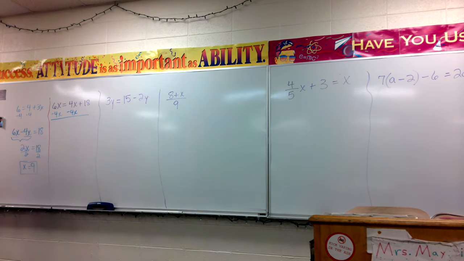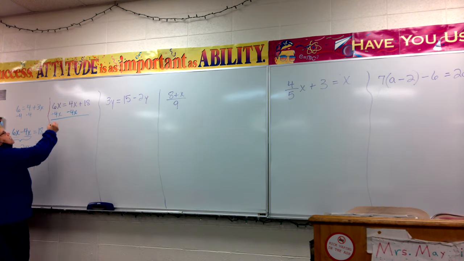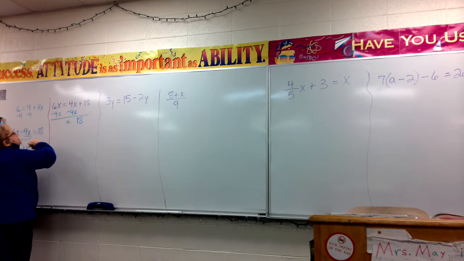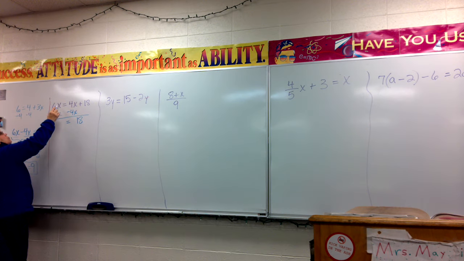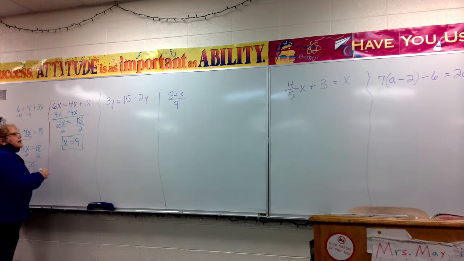And remember, a lot of times I see people doing the same thing on one side. They add 4x and add 4x on the same side of the equation. Make sure you're always doing it one on each side of the equation. So here the 4x, take away 4x drops out. You just have 18. On this side, what's 6x take away 4x? 2x. Divide by 2, divide by 2. X equals 9.